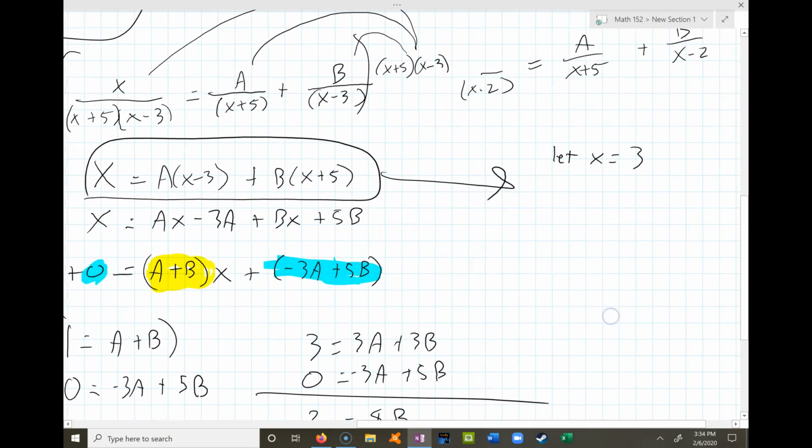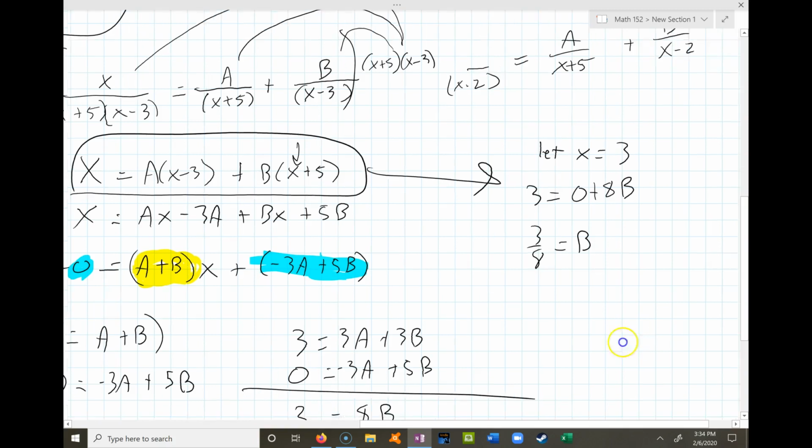So if I let x equal 3, I get 3 is equal to 0 plus 8b. Because when I plug a 3 in there, I get 3 plus 5 is 8. So that'd be 8b. 3 minus 3 is 0, so that just becomes 0. And then, of course, when I put in 3 for x, that's 3. So you can see here, again, I get 3/8 is equal to b, just like we did before.